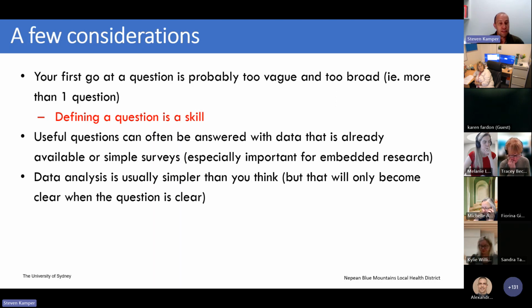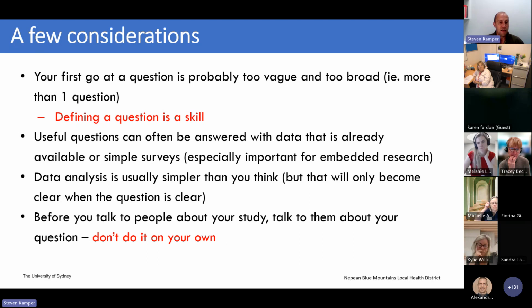As I mentioned in the last slide, data analysis is usually simpler than you think, but you're only going to know that once the question is clear. This is an important one. Don't do it on your own. Before you talk about your study, talk to people about your question. Talk to your colleagues. Ask them what they think about your question. This will help you make sure that your question is clear and focused, because people won't understand it if it's not. It will also help you get to a question which is very relevant and important. So ask people whether they think it matters what you're trying to do.